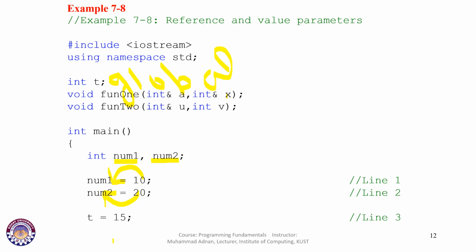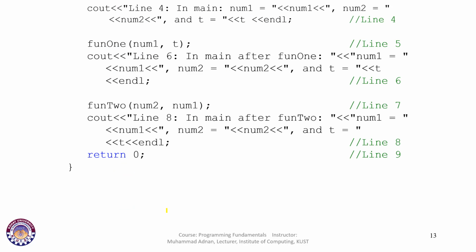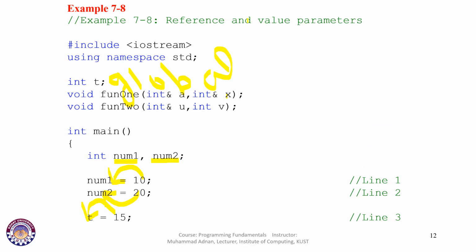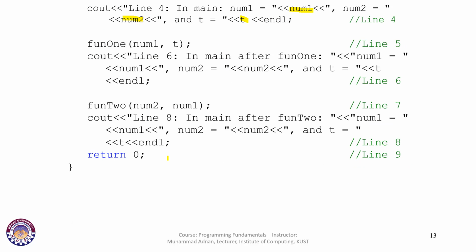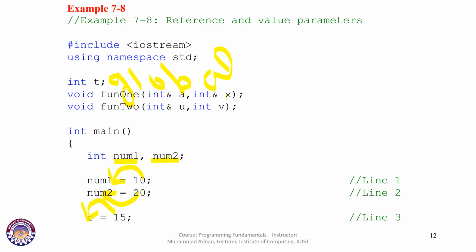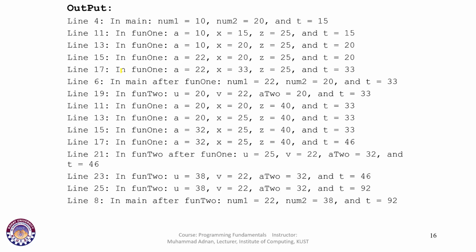Because t is global, we can also access it in the main function. We assign the value of 15 to the variable t. Then we print the value of num1, the value of num2 and t. Nothing difficult, it will simply print 10, 20 and 15. Let me check the output. So it's 10, 20 and 15.